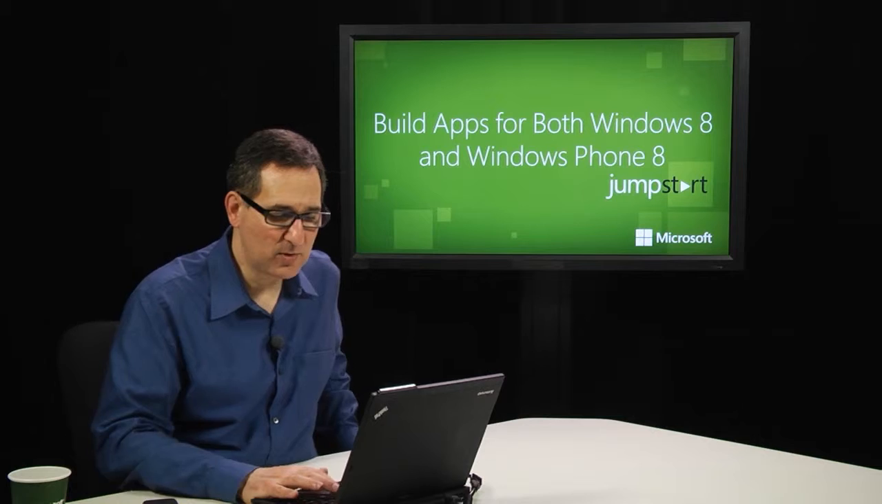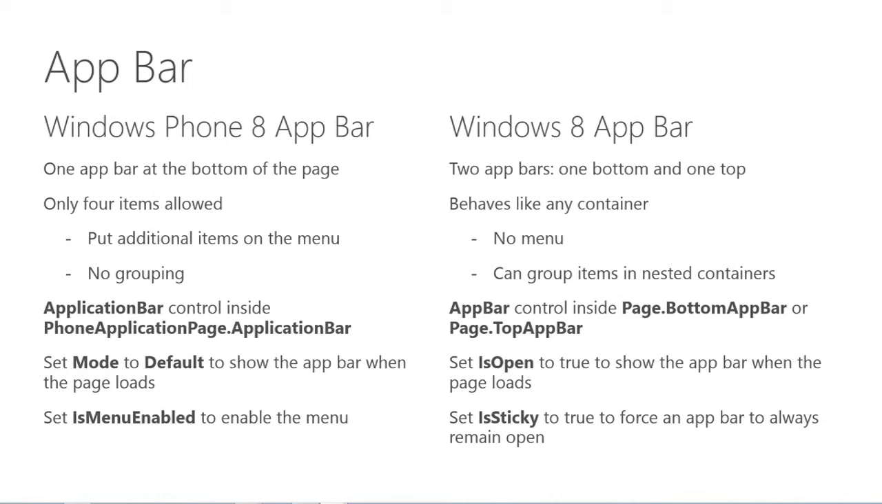Let's compare how those look. So again, Windows Phone 8, there's one app bar at the bottom of the page. Windows 8 has 2 app bars. There's one at the bottom of the page and one at the top of the page. Windows Phone is very restricted and very structured. Every app bar can have up to and no more than 4 items on the app bar. Anything above that would be put on the menu.